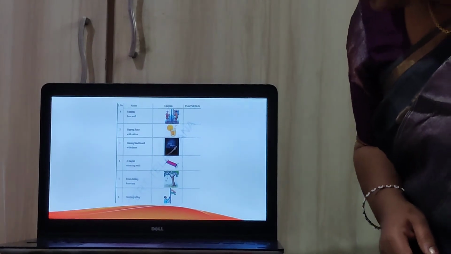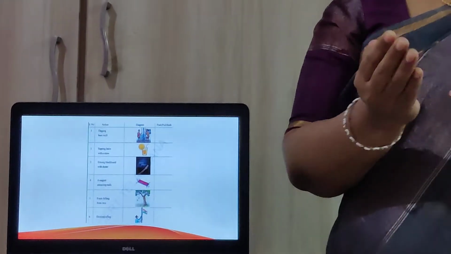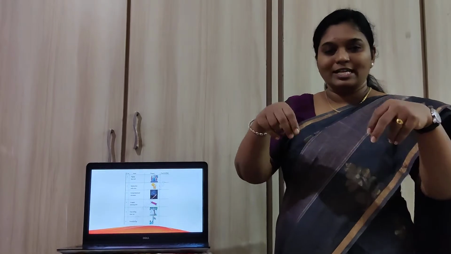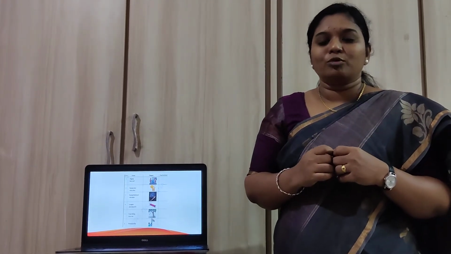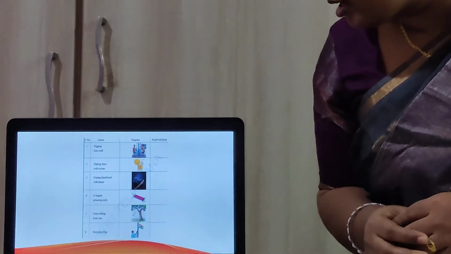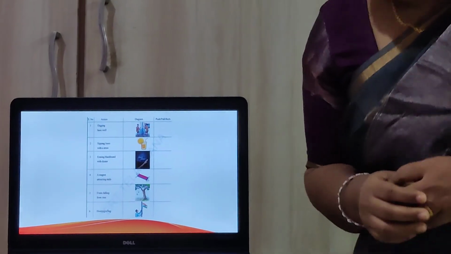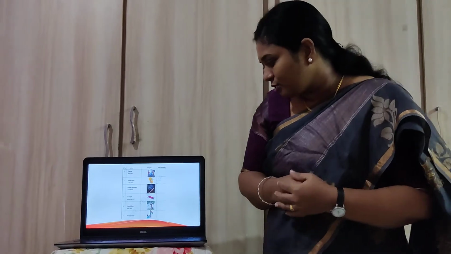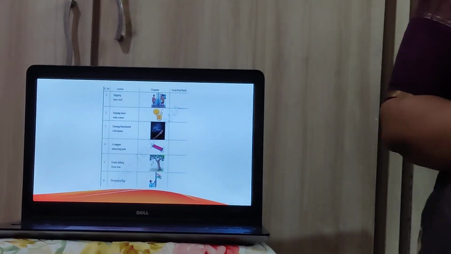And then the fourth one is a magnet attracting the nails. If we put a magnet over there and then we put nails around it, what will happen? The magnet attracts the iron nails. Now, is that pulling or pushing? It's pulling, right? And then we see fruits falling from the tree. Whenever they get detached from the tree, fruits always fall down. That means the earth is pulling the fruits. It is pulling.